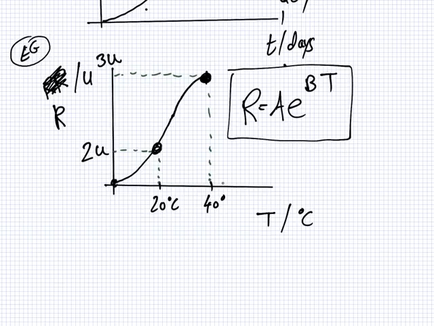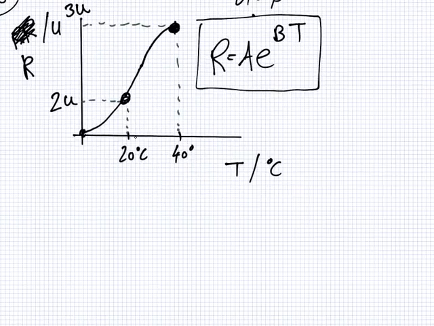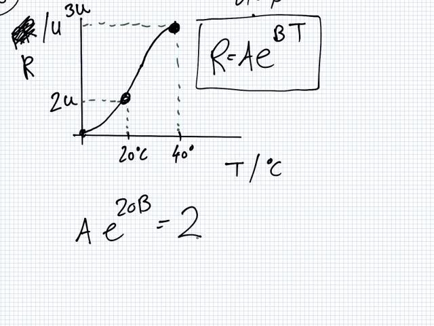So what we do is we look at this one here, 20 Celsius. When the temperature is 20, the reaction is 2. And then we look at this point here. When the temperature is 40, the reaction is 3. So what I want you to try and do for me is try and solve these to find the A and the B. Okay, so try and solve this to find the A and the B.